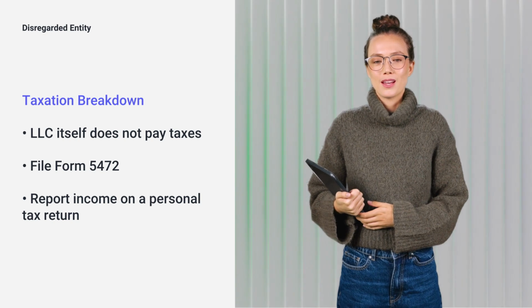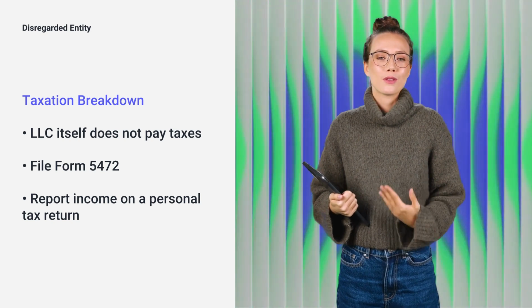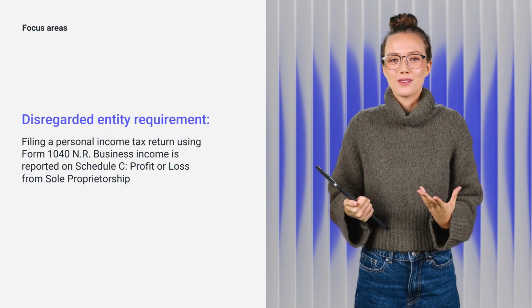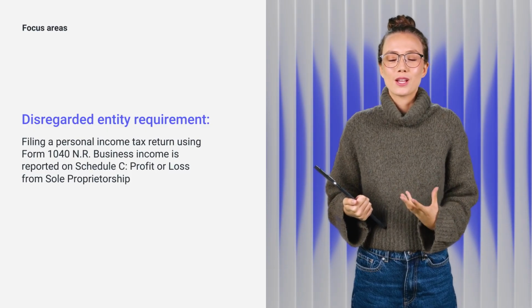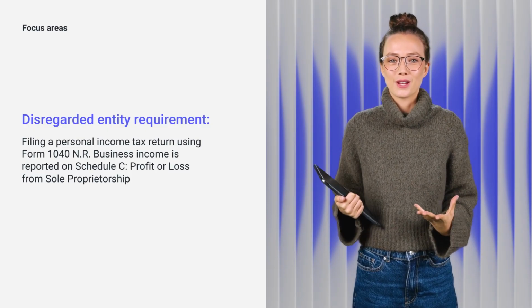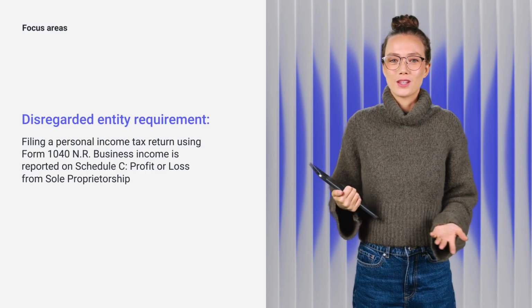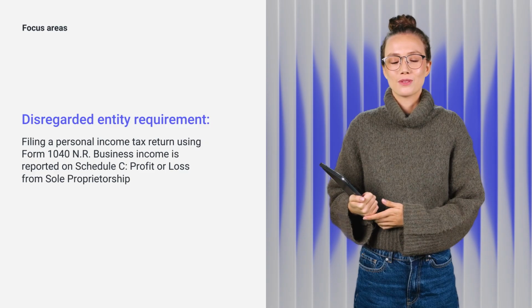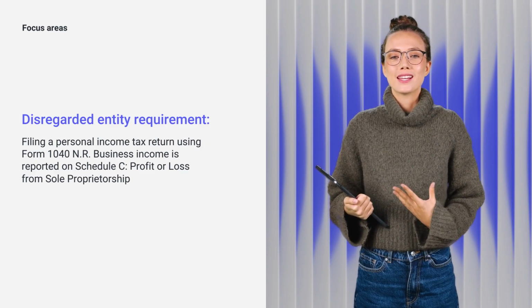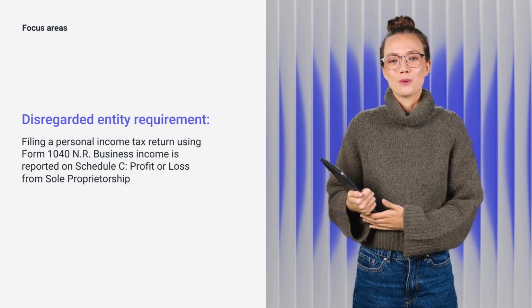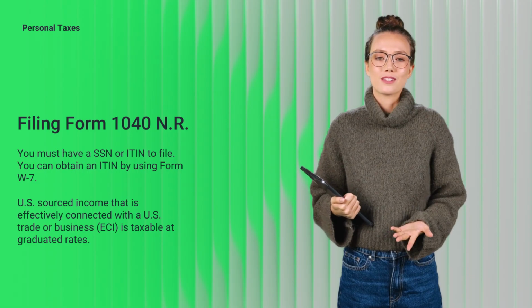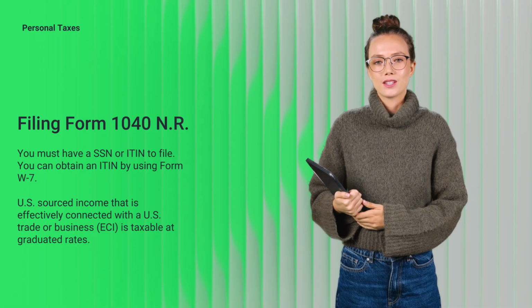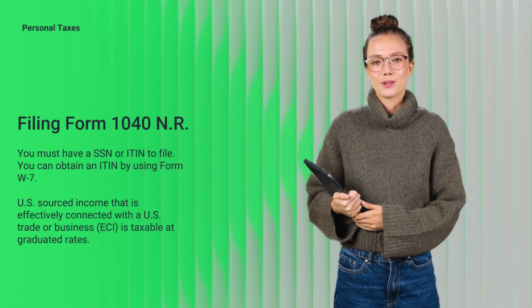Additionally, foreign owners are to file Form 5472 to report transactions between the U.S. and a foreign owner. Another consideration under a disregarded entity is the necessity of filing a personal income tax return using Form 1040-NR. The income from the business is reported on Schedule C, Profit or Loss from Sole Proprietorship. To file Form 1040-NR, you must have a Social Security number or individual taxpayer identification number.